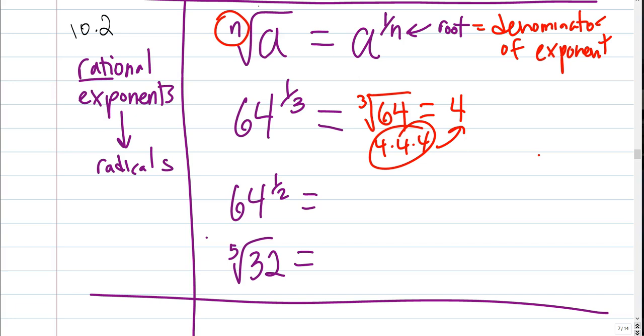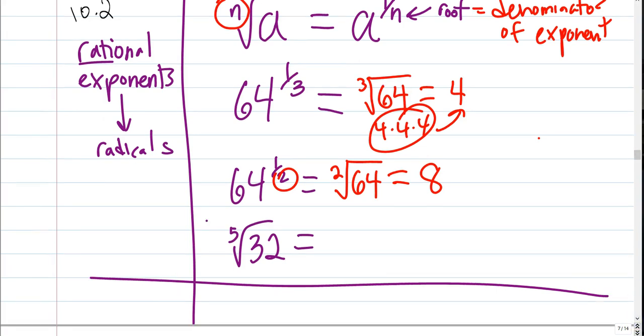What is 64 to the 1/2? Well, that 2 becomes the second root. What is the second root of 64? Just 8. What is the fifth root of 32? Well, you're like, I'm not liking that, but how about you could do 8 times 4. 8 is 2 times 2 times 2, and 4 is 2 times 2. There are 5 2's in there, so out comes a 2. But I need to know that that is the same thing as 32 to the 1/5.